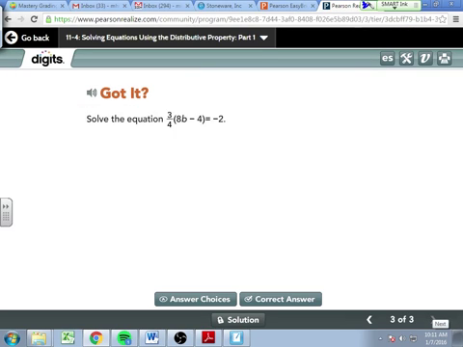All right, try the got it on your own. Now, here, you have the option, I'll get you in a second, you have the option to not distribute. I would like you to distribute, to still practice doing it with the distribution. So I'd like you to distribute first, then solve it by using the process from yesterday.